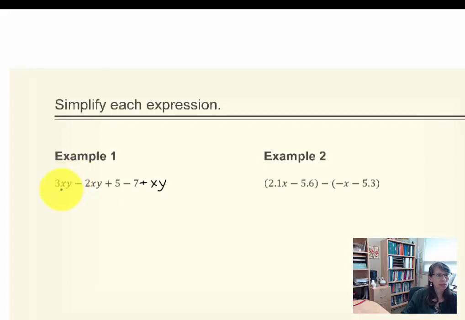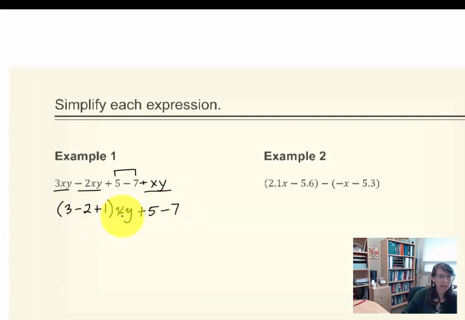In our first example, we have 3xy minus 2xy plus 5 minus 7 plus xy. So just scanning the terms, I notice that 3xy minus 2xy and plus xy all have the same variables raised to the same power. So those are like terms. The coefficients involved are 3 minus 2 plus 1, all being multiplied by xy. And then I have 2 constant terms, positive 5 and negative 7. So those will also be combined.